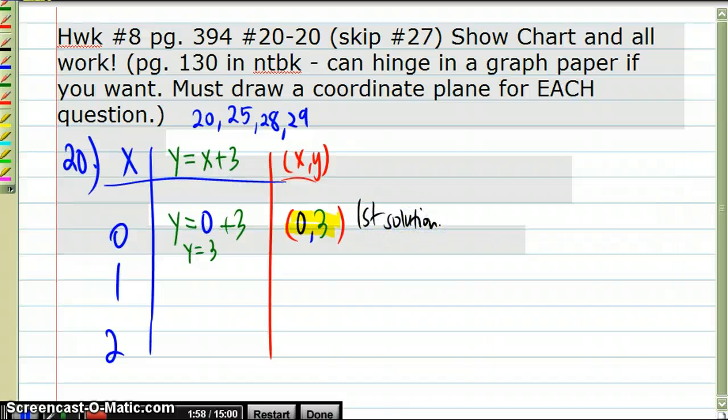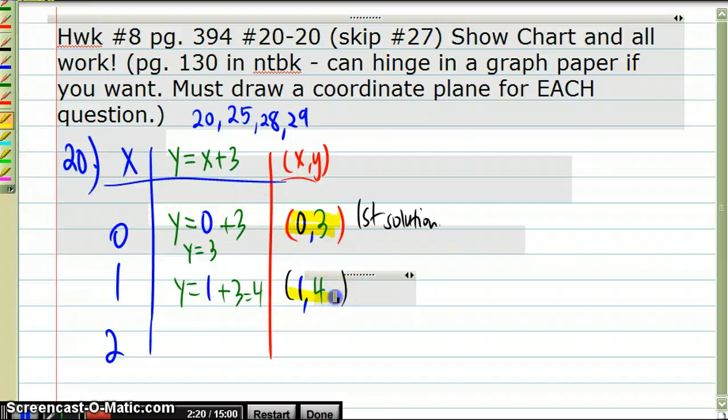Okay, then I'm going to do that again for 1 that I chose. So y is equal to 1 plus 3, and mental math there, that's going to give me 4. So my second point is going to be 1 comma 4. So that's my second solution.